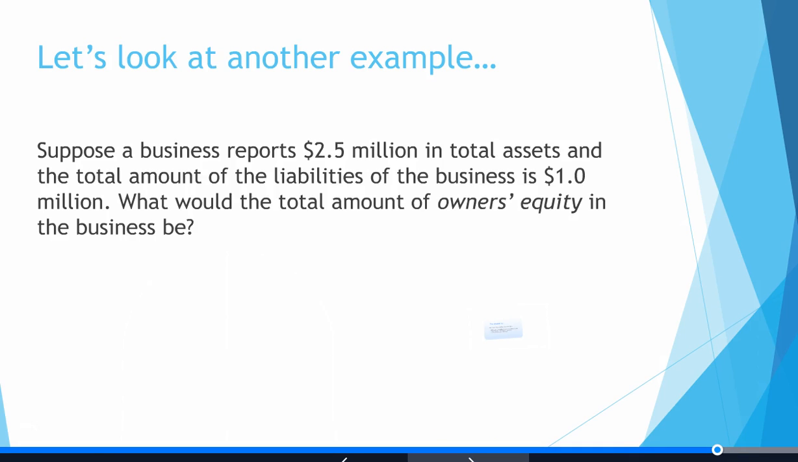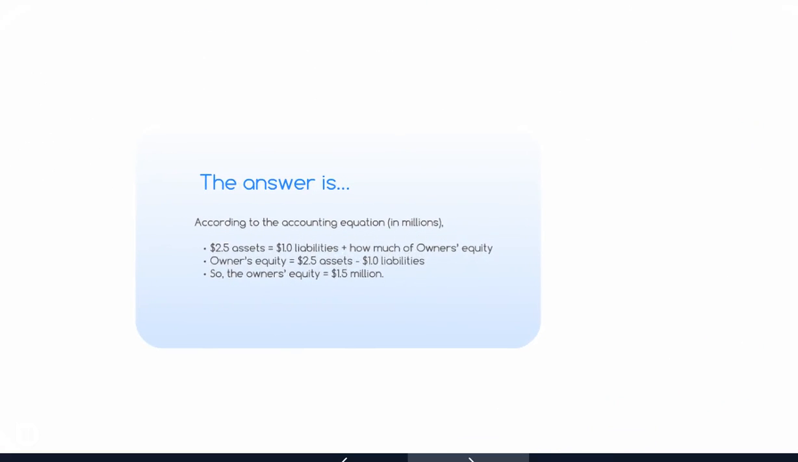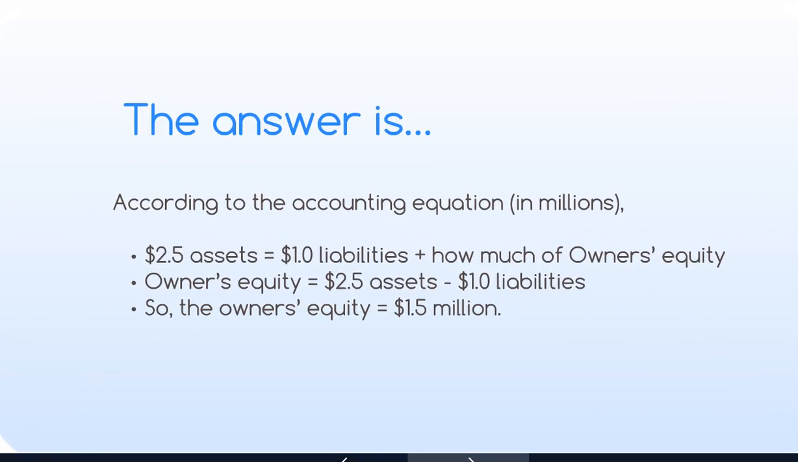Alright, let's look at the answer. According to the accounting equation, $2.5 million of assets equals $1 million of liabilities plus how much of owner's equity? Owner's equity therefore equals $2.5 million of assets minus $1 million of liabilities. So we got the answer. The owner's equity is $1.5 million.